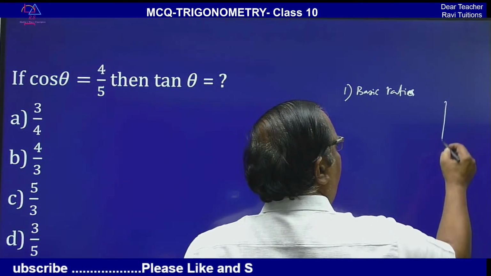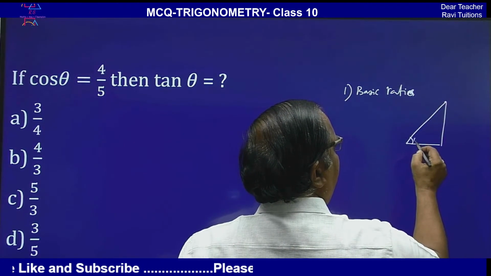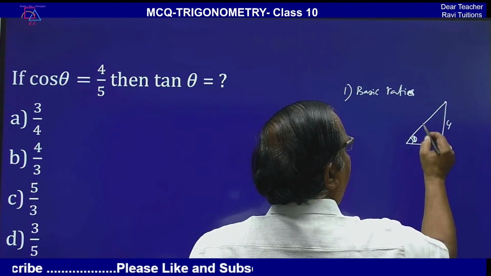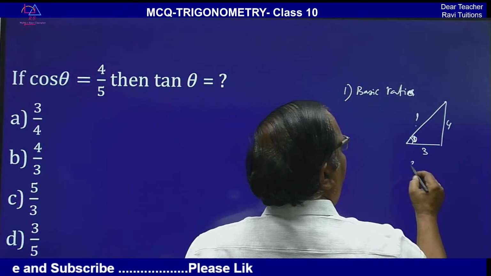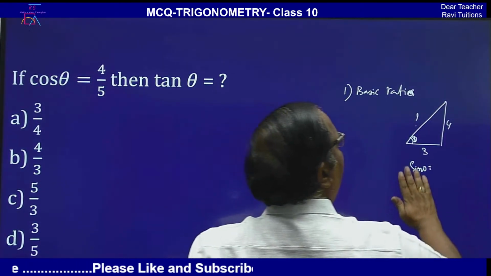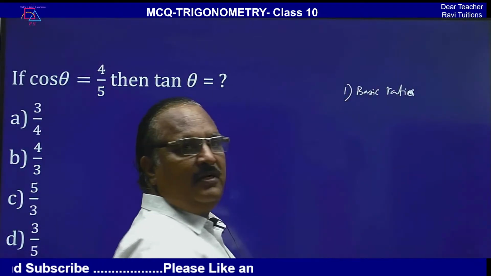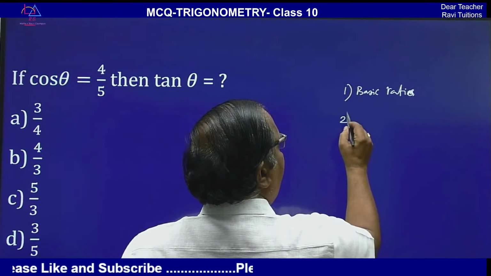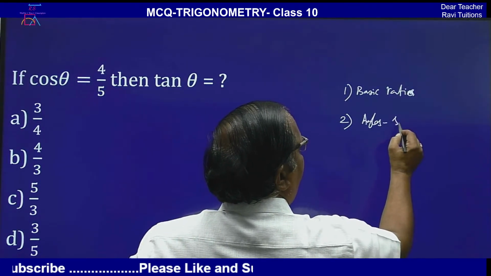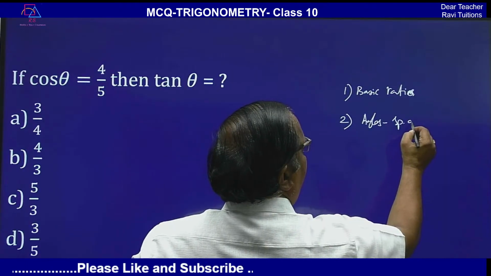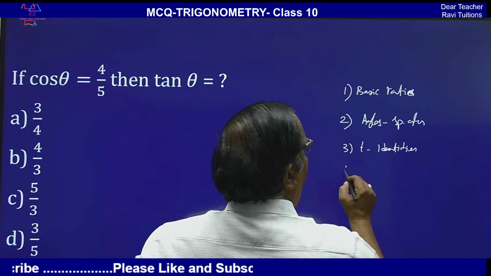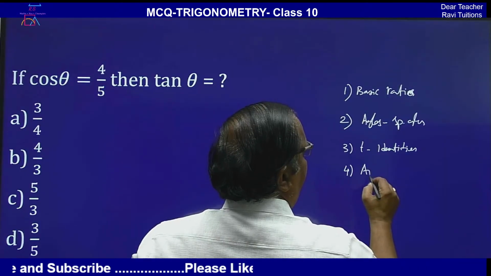What are the related problems? Like, this is theta, this is 4 and this is 3. Now how much is sin theta? These are basic problems based on basic ratios. The second one is trigonometric angles, that means specific angles. And this is trigonometric identities. And then the other one is applications.